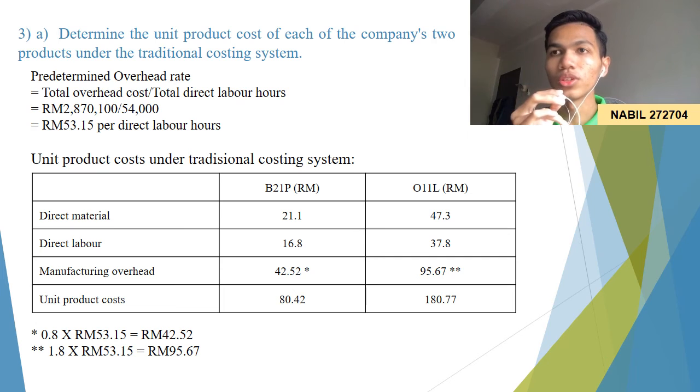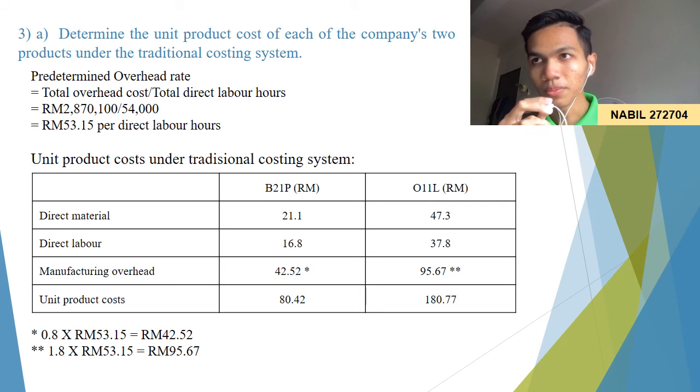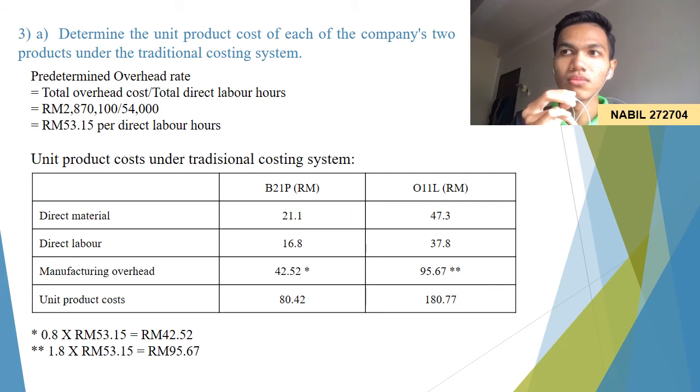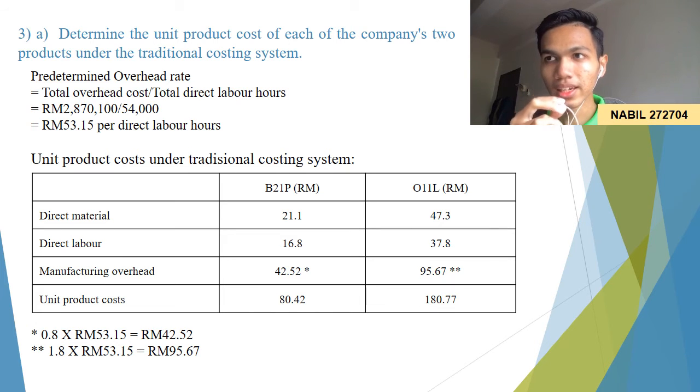And the total unit product cost for the B21P is 80 ringgit 42 cent, and the O11L is 180 ringgit 77 cent. So thank you.